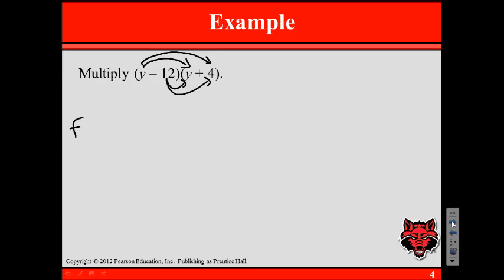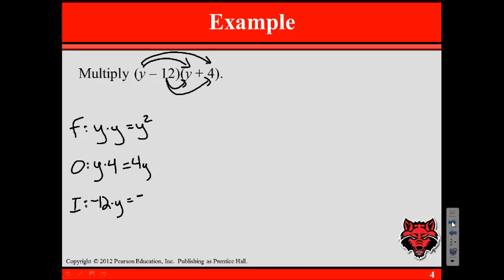So F means first, or the first term in each binomial being multiplied together, which in this case would be y times y, or y squared. O represents the outside terms, so the terms that are furthest away from one another. In this case, that would be y times 4, or 4y. I represents the inside terms, the terms closest to one another, which would be negative 12 times y, or negative 12y.